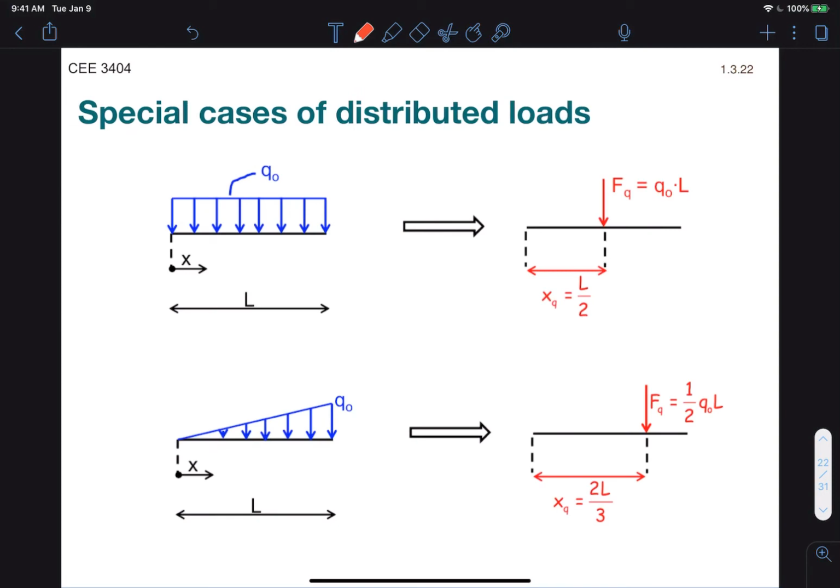Most of the time we'll be dealing with special cases of distributed loads, which are usually uniform loads or linear loads. In these cases, you should know already the solution to those integrals. For the uniform loading case, the force will simply be applied at the halfway mark, and the force will be equal to the distributed load times the length. In the case of a linear load, the centroid of a triangle is actually at 2/3 its length, and the total area is 1/2 of the distributed load times the length. Okay, so these are formulas that you should already have memorized, so you don't have to solve those integrals every time.